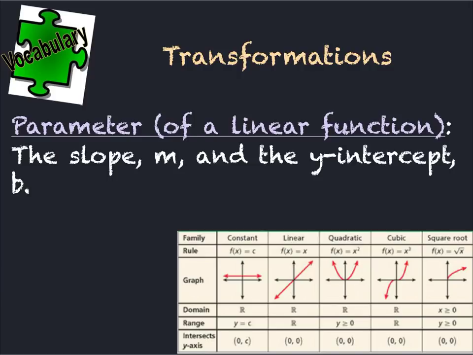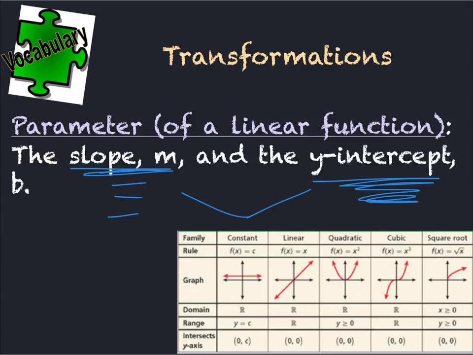Now, the parameter of a linear function is what gives a linear function its shape, its direction, its starting point. What gives a linear function its steepness? That would be the slope. So the slope is one of the parameters, and where we start off on a linear function in slope-intercept form is the y-intercept, which gives it its position. Those are your two parameters of a linear function: slope and y-intercept.